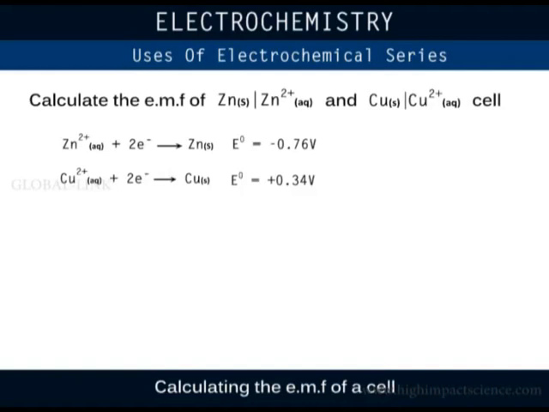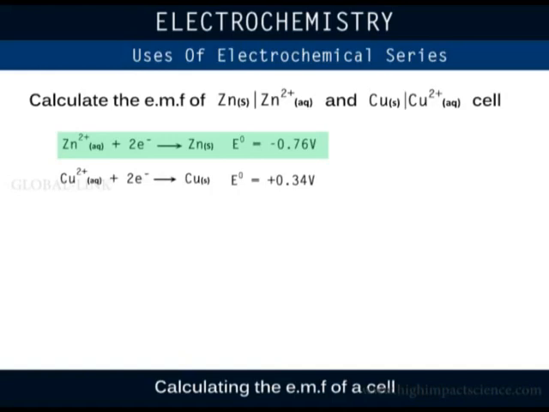Now, the first thing to do is to determine which one is the strongest reducing agent. The strongest reducing agent is the one with the largest negative. In this case, it will be zinc. In other words, zinc will undergo oxidation.